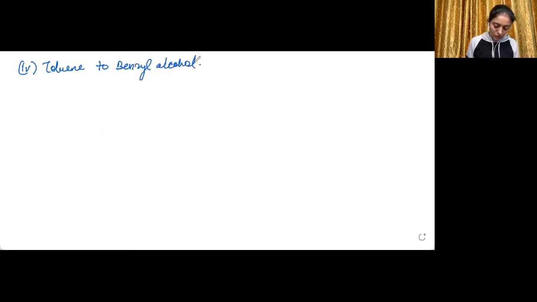All right. So now the fourth part is toluene. We have toluene. We need to convert it into benzyl alcohol. Toluene to benzyl alcohol. First of all, let's quickly draw toluene. And we need to convert it into benzyl alcohol. Very easy reaction.